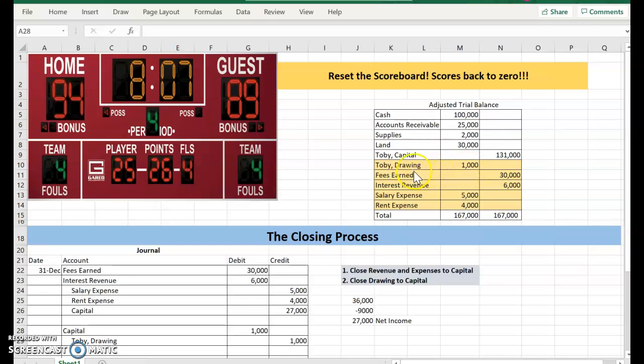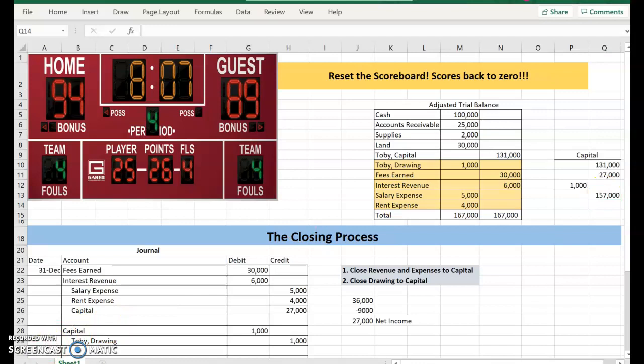I would be left with zero in the temporary accounts: drawing, fees earned, interest revenue, salary expense, and rent expense. And right now I have $131,000 in capital, but after these entries, I would have an updated capital balance. So it has a credit balance, which is a positive capital number. And I look at my entry and I see what I've done here. I've credited capital for $27,000. Then I debited it for $1,000. So my new updated capital amount would be $157,000, which is $131,000 plus $27,000 minus $1,000. So here's my new updated capital balance.